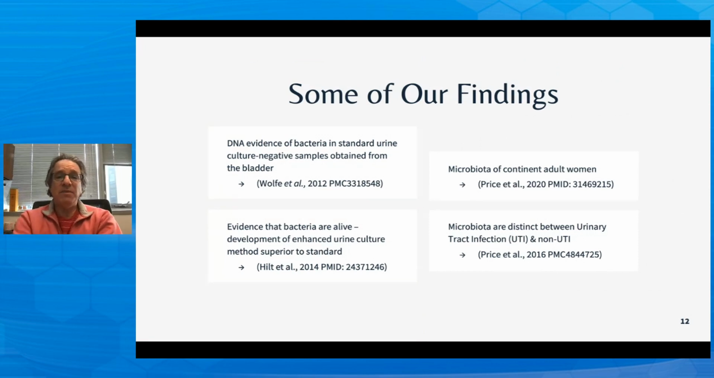Okay, so now I want to talk about some of our findings. First, I'm going to show you some of the work that we did to show that there was DNA evidence of bacteria in standard urine culture negative samples that we obtained directly from the bladder. Then I'm going to show you how we determined that the bacteria were actually alive, how we developed that enhanced culture technique, EQUUC. Then the question is what bacteria do you normally see in asymptomatic continent women? And then talk about what's different between individuals that have symptoms and don't have symptoms. And then a few other newer studies at the end.